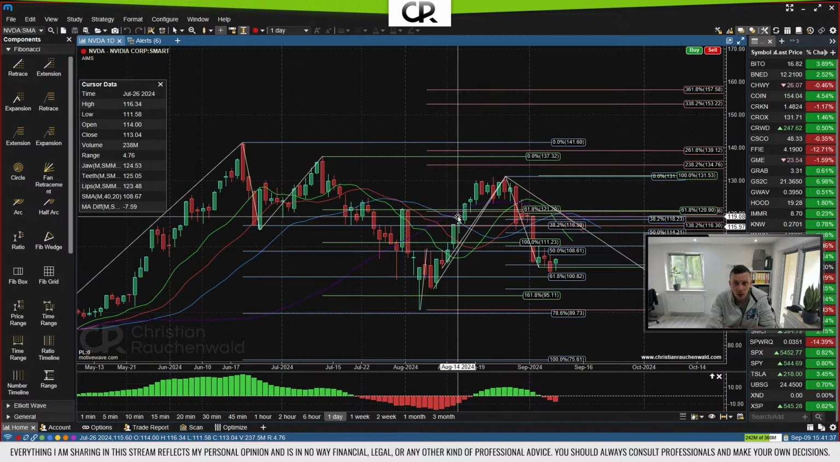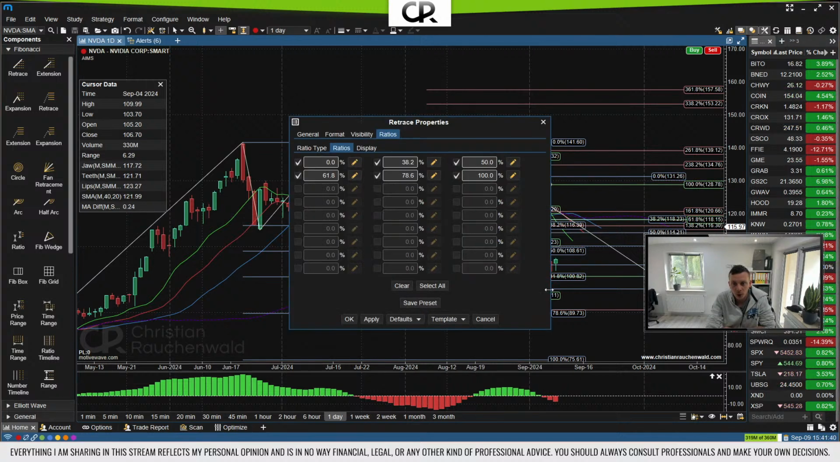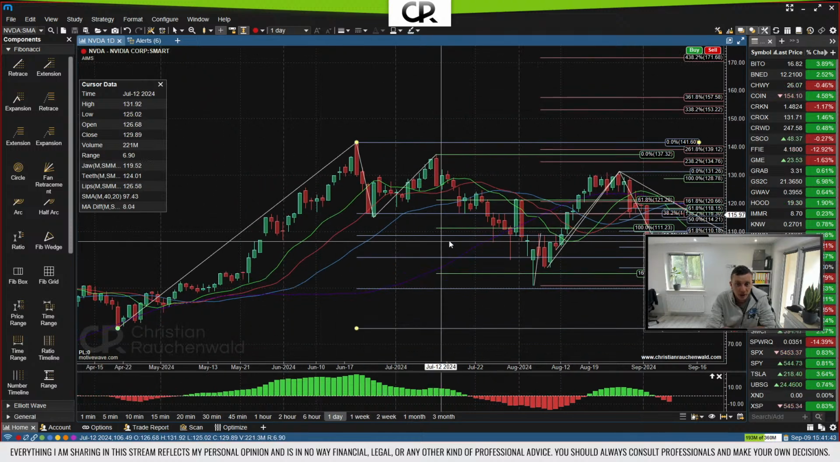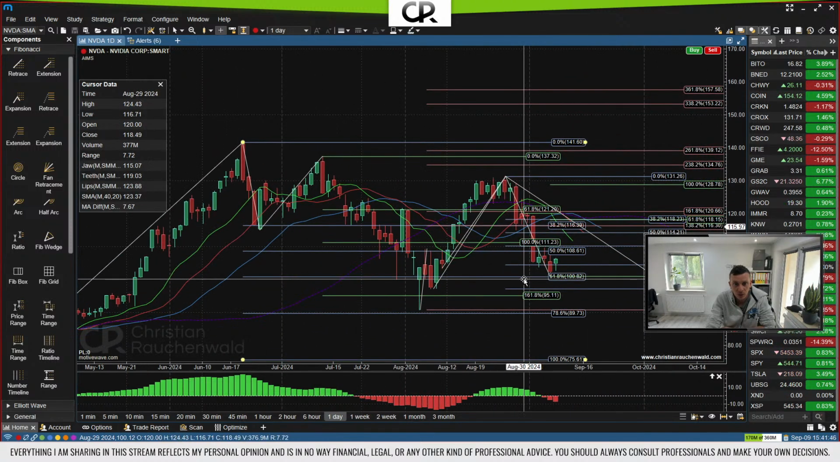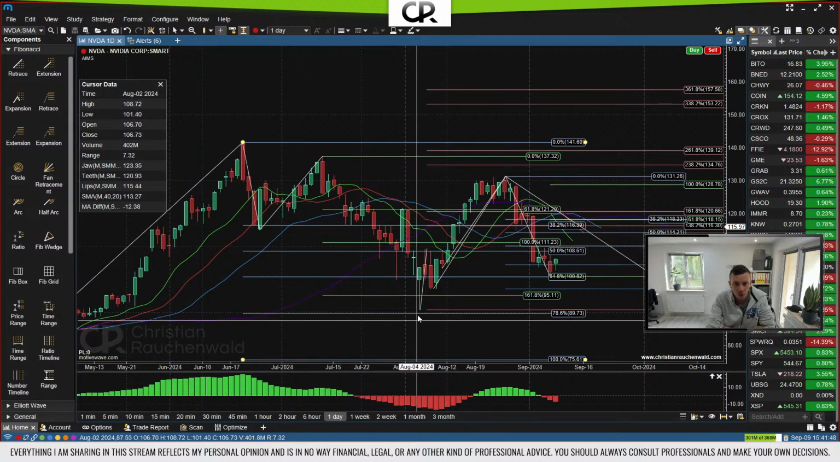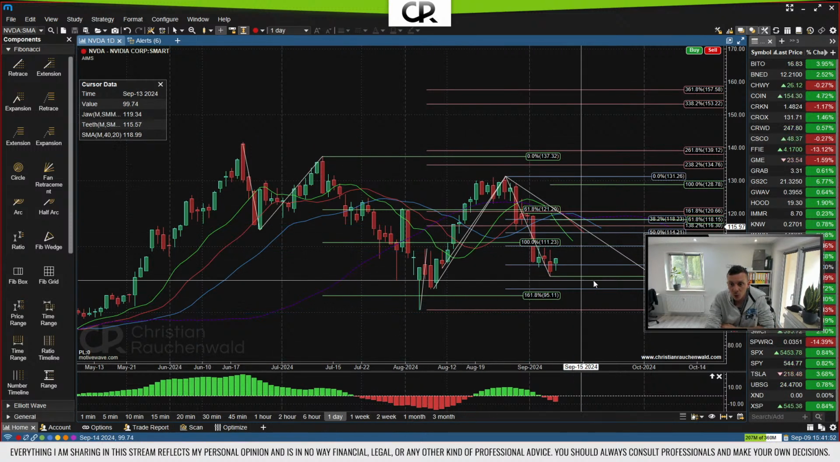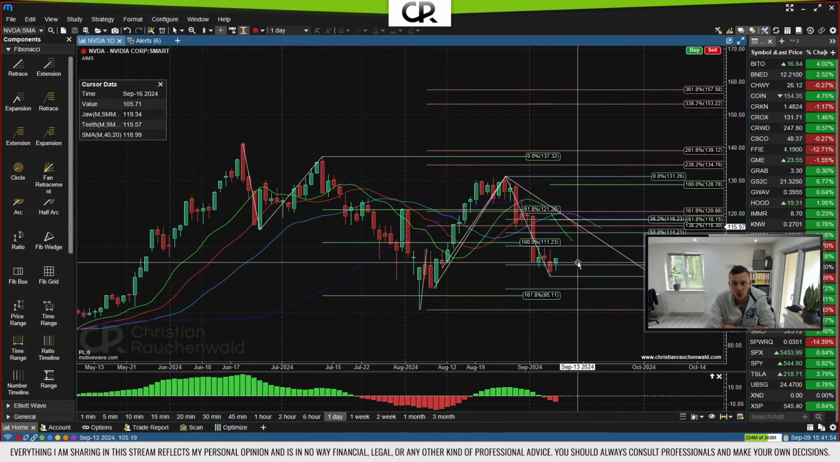Nvidia also starting green into the week. We're actually waiting for the potential bottom here. Now we are at the 61.8% retracement level again of this bigger move, which is irrelevant at this point, so we can get rid of it. And for this move, we are already at the 78.6 retracement level.